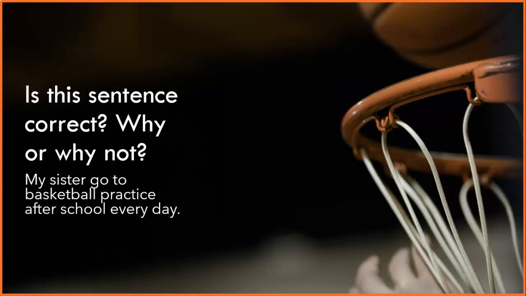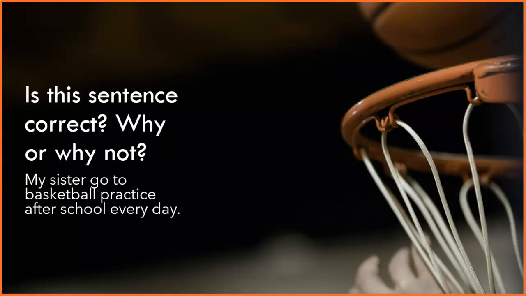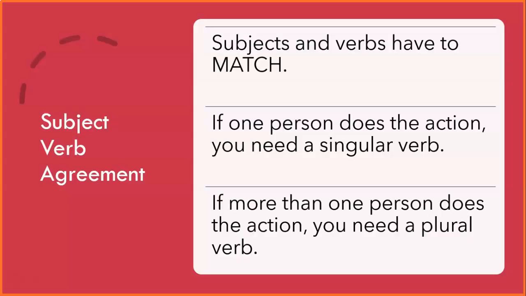So this sentence is incorrect. If you look at this sentence, that word go just doesn't sound right. My sister go. No, it should be my sister goes. How do we know that? Well, it's something that anybody who speaks English as their first language picks up automatically. But there's also actually a rule behind it, and that rule is called subject-verb agreement. That's why it should be my sister goes and not my sister go.